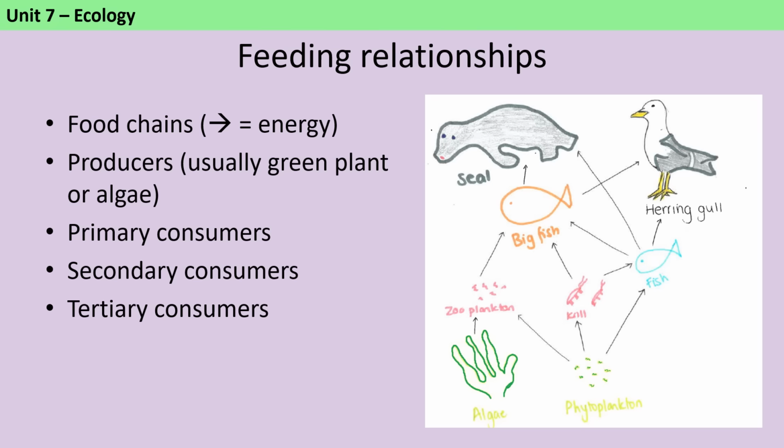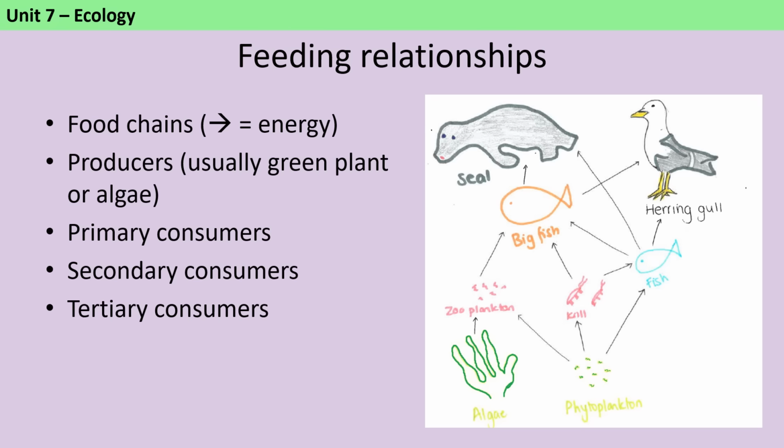In each food chain, the direction of energy transfer is shown by the arrows, which always go from the organism being eaten to the organism that is eating it. Each food chain begins with an organism that can synthesize molecules containing energy, and we call these organisms producers. For the purposes of GCSE, producers are green plants or algae making glucose by photosynthesis. Producers are then eaten by primary consumers, which we can also call herbivores, and then primary consumers are eaten by secondary consumers, and secondary consumers by tertiary consumers.